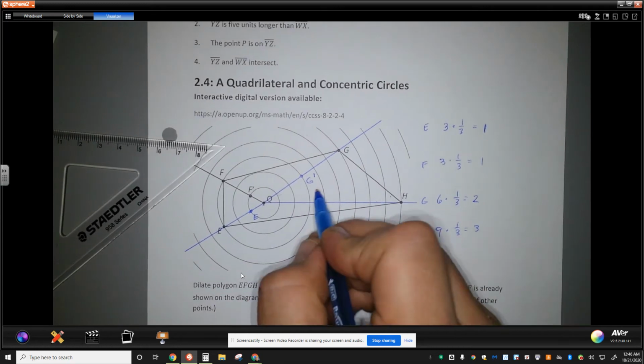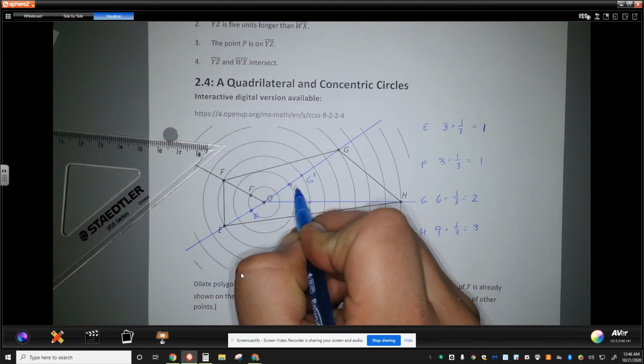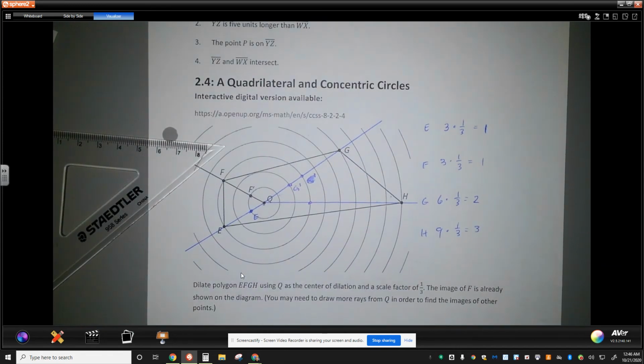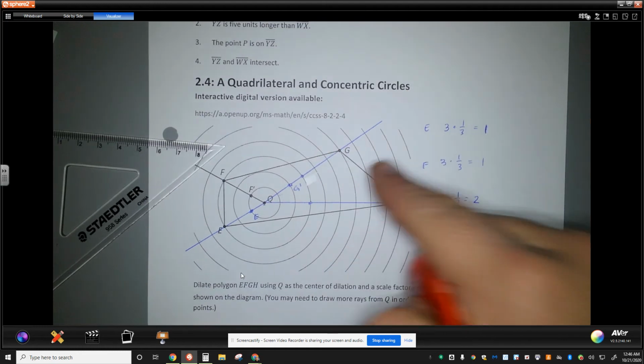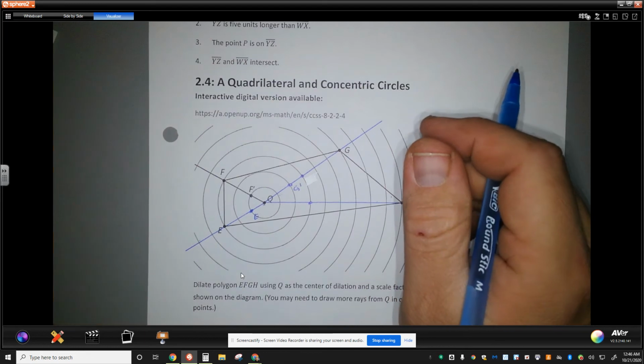Uh-oh, I messed up on G. I put it in the wrong spot. That one should be right here, not out there. That would have been a tragic mistake, because we would actually see a very big difference in the two shapes. And we can't change the shape, all we can change is the size.